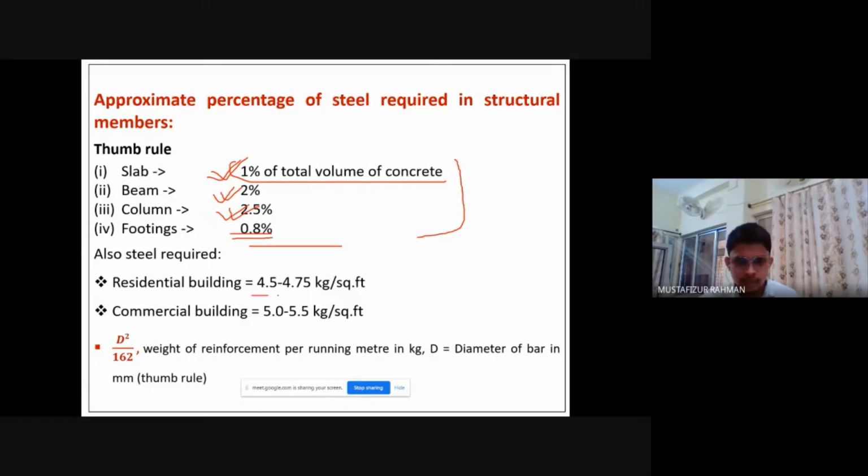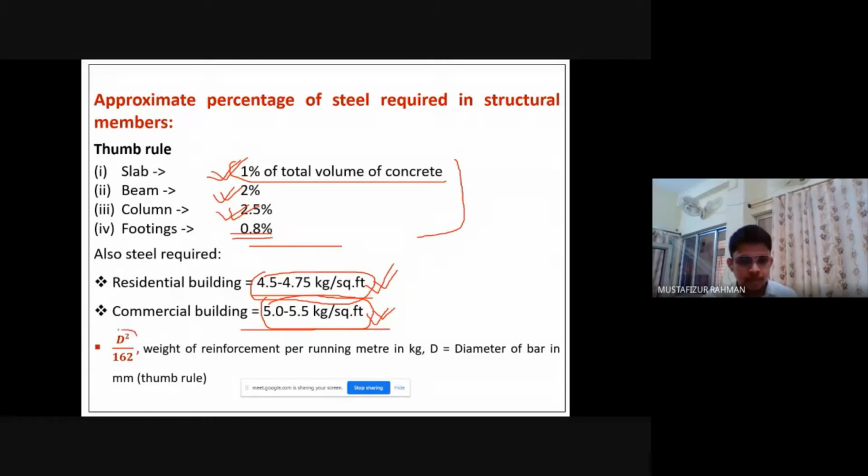Then this is another rough estimate: if it is a residential building, around 4.5 to 4.75 kgs of steel will be required per square feet of construction, and this is for a commercial building. This is because the residential building will have lesser loads, you know that already. Commercial buildings will have higher load, therefore the residential building has less requirement of reinforcement, and the commercial building has higher requirement. Again, this is for a preliminary estimate. We do not exactly know how much reinforcement is going to be required in our structure.